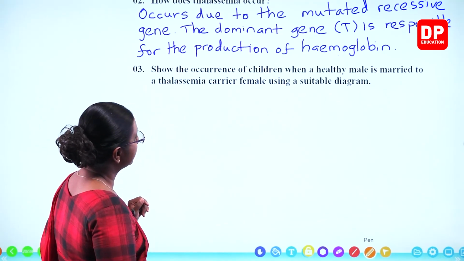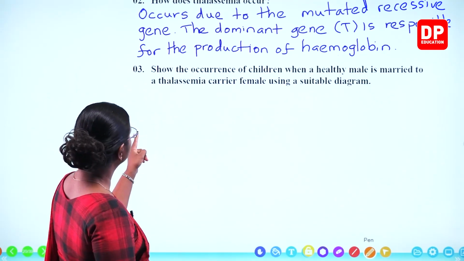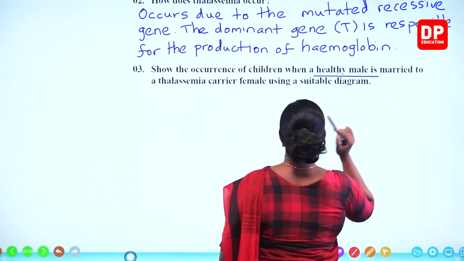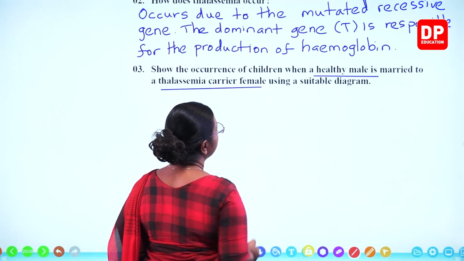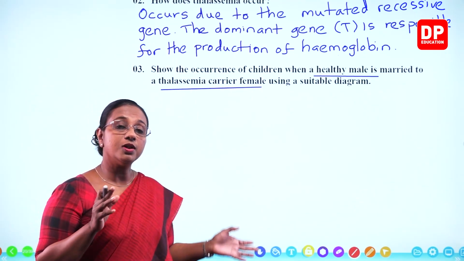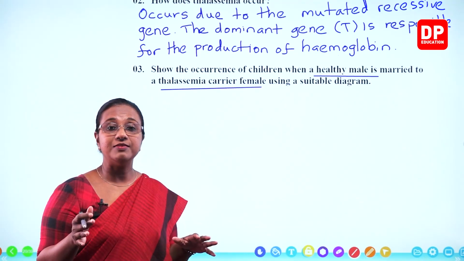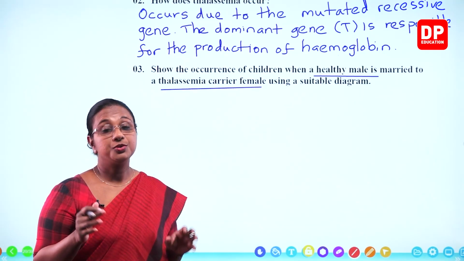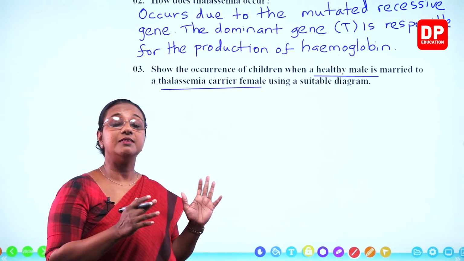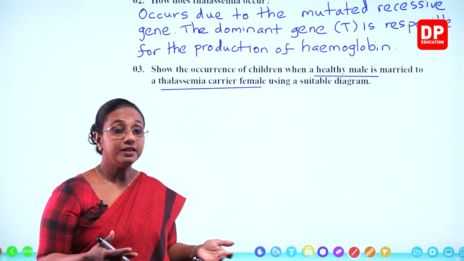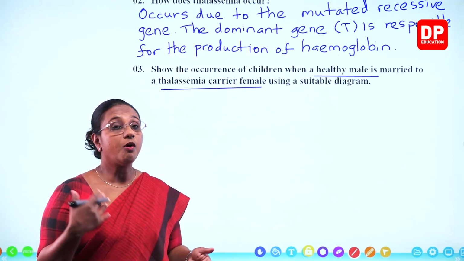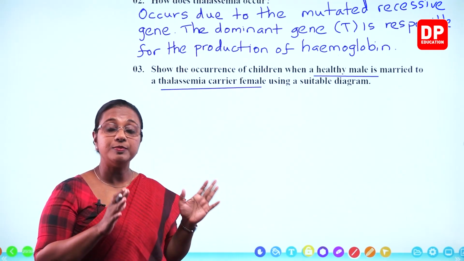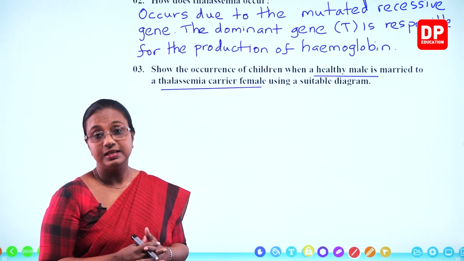Show the occurrence of children when a healthy male is married to a thalassemia carrier female. So this is a different condition. Healthy male, thalassemia carrier female. So here, although they have given male and female, the mutation occurs in the somatic chromosome. Because of that, it doesn't matter whether the father or the mother is the healthy one or the carrier, it's going to be the same. It is going to be the combination of the normal genes.